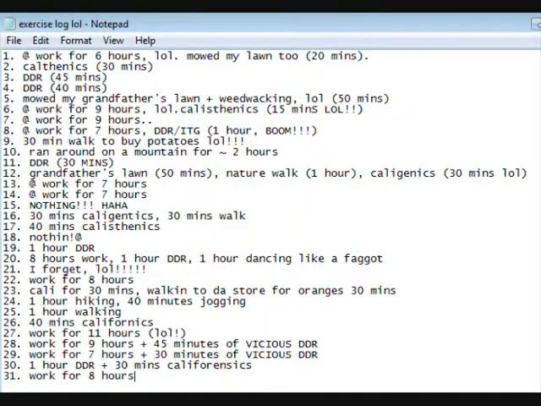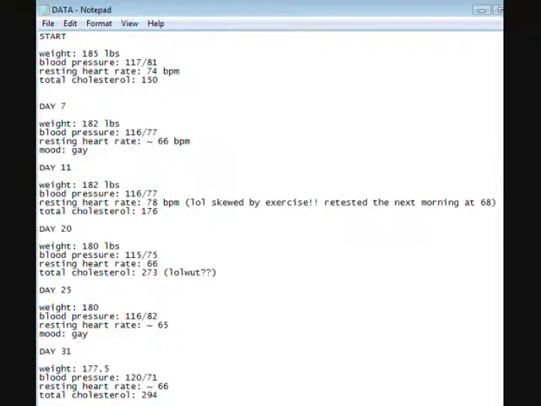Interesting. So yeah, just putting the exercise in here because that's what I always do. Nothing really to see here. Just last couple days was some pretty good DDR. I guess that's really all there is to really point out.